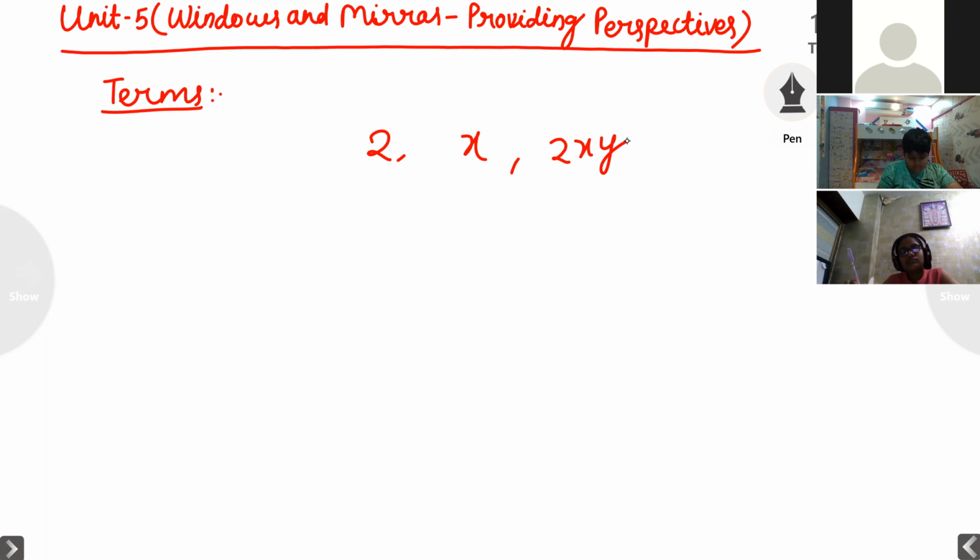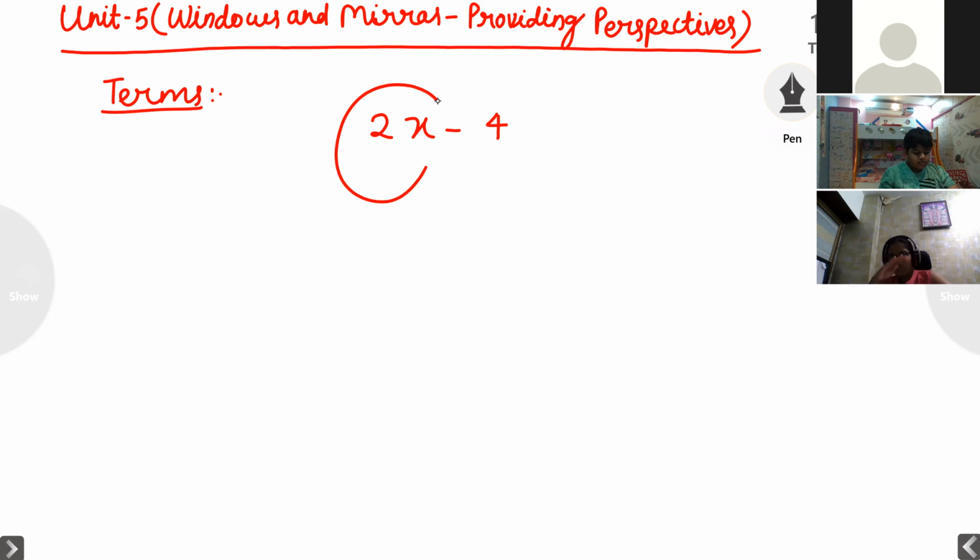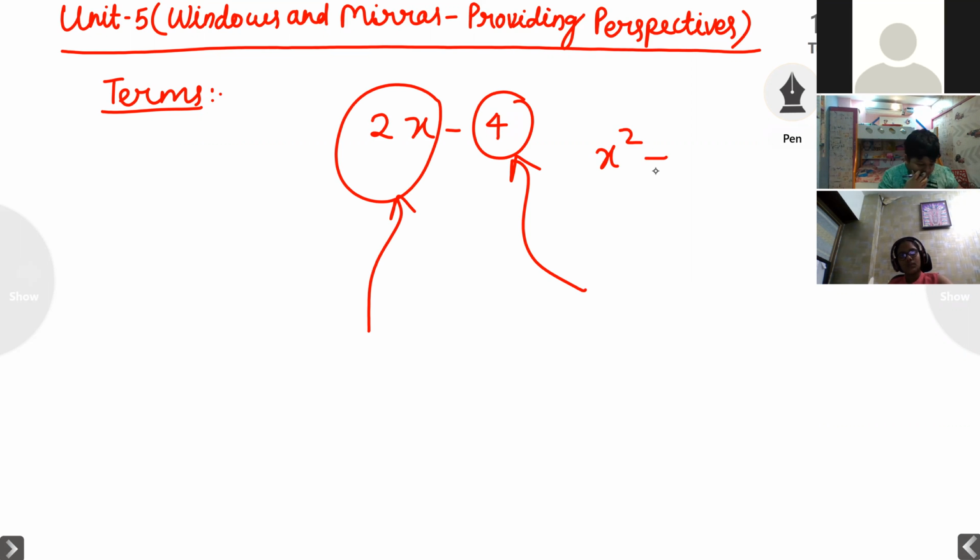Now, how to separate these terms? Terms are separated by plus and minus signs. Suppose I am writing here 2x minus 4. Now you are observing here, 2x is one term, 4 is the second term. This 2x and 4 we are separating by using the minus symbol. Now how many terms are there? There are 2 terms. If I am writing here x square plus 3x plus 8.